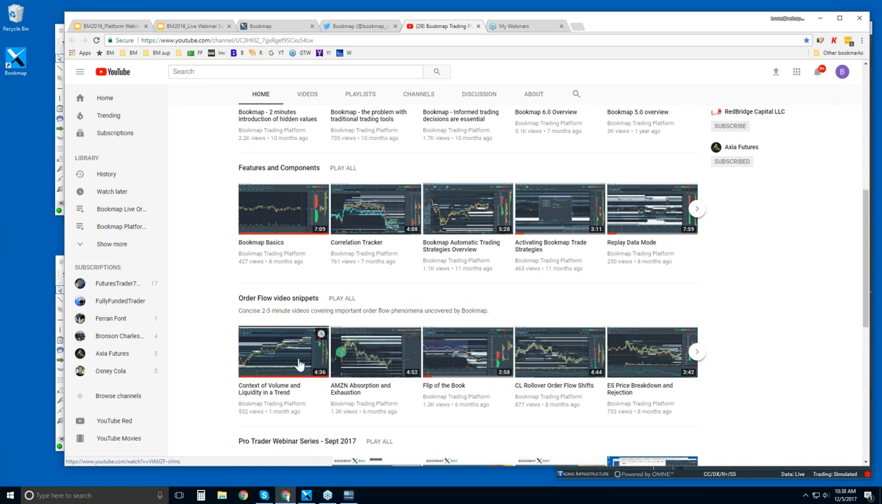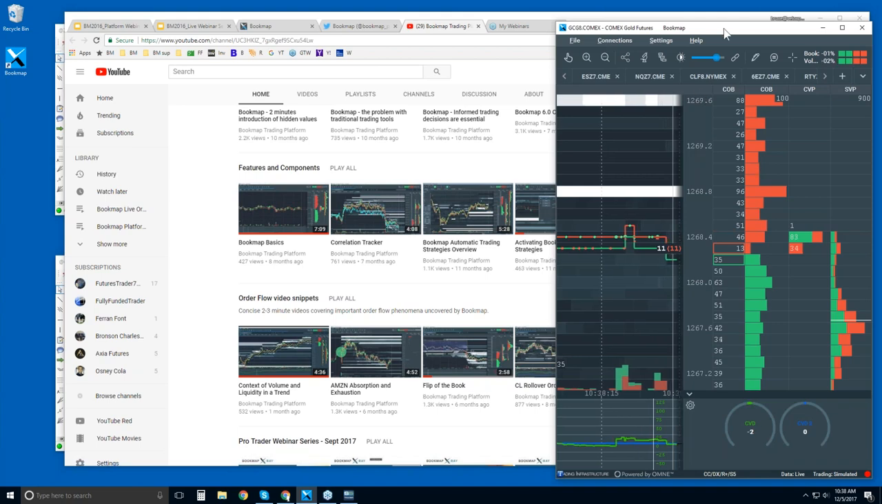Okay, so this is where the rubber starts to meet the road. You start to understand these markets, you start to understand what Bookmap is visualizing, and then take advantage of that. Okay, so let's jump into Bookmap and take a look at the visualization here.